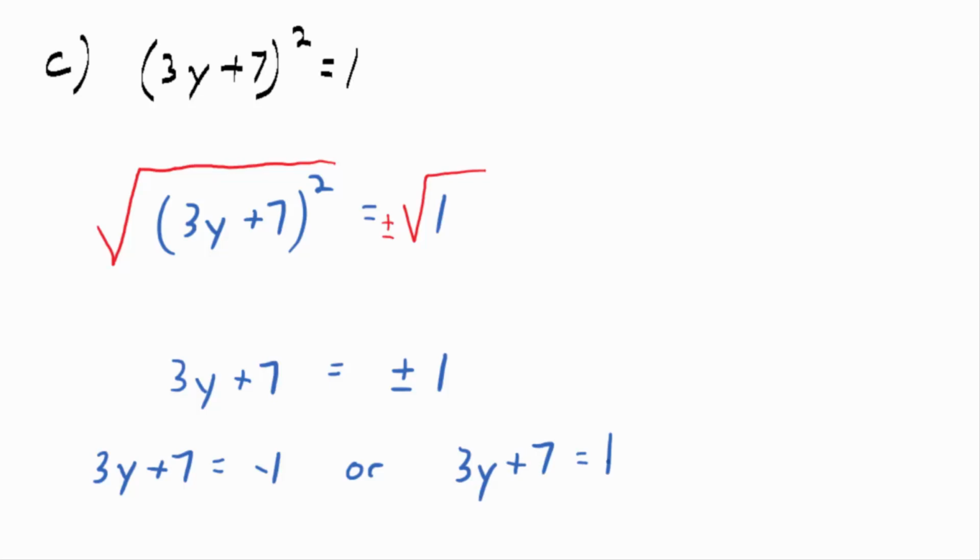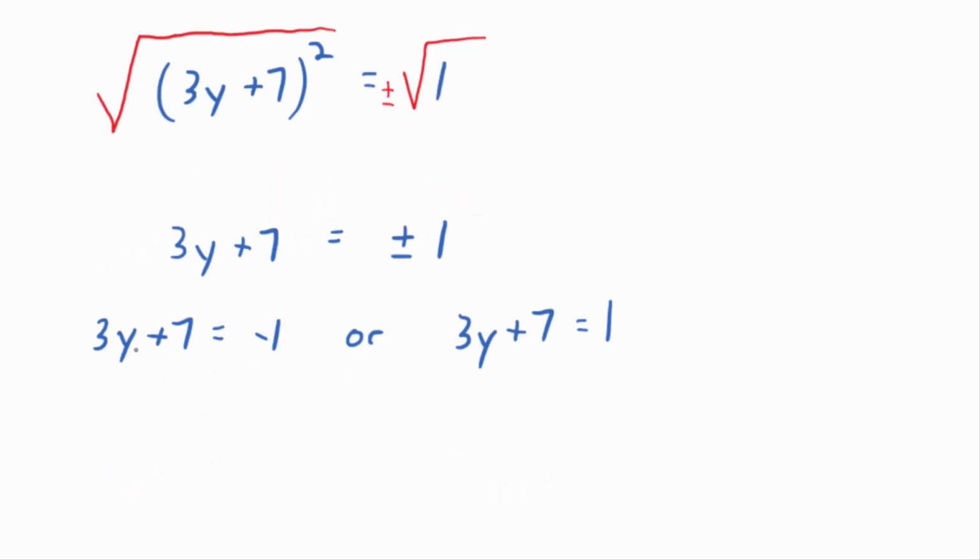Do we know how to solve those kinds of equations? In fact, they're linear equations. We know how to solve every linear equation there is. So taking roots worked well in this one. Let's finish it up. Solve the first equation. 3y plus 7 equals negative 1. What do we do? Subtract 7 from both sides. What does that get you?